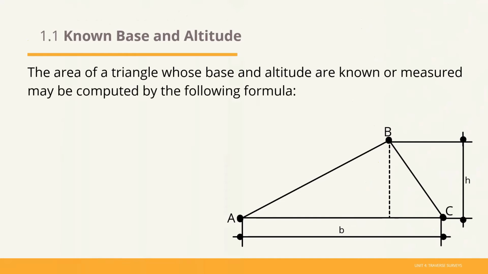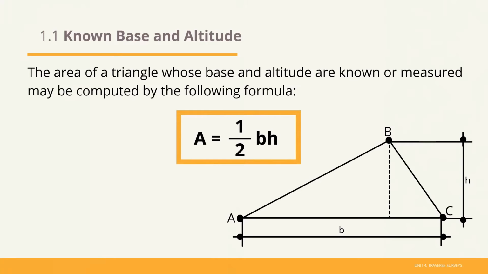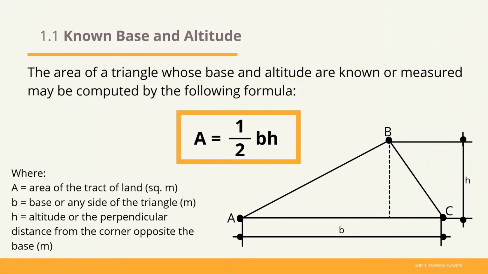Now, from that figure, the area of a triangle whose base and altitude are known or measured may be computed by this formula, which is simply the area of the triangle. Area is equal to 1/2 base times height, where A is the area of the tract of land in square meters, B is the base or any side of the triangle, and H is the altitude or the perpendicular distance from the corner opposite the base. So that's it for the known base and altitude.